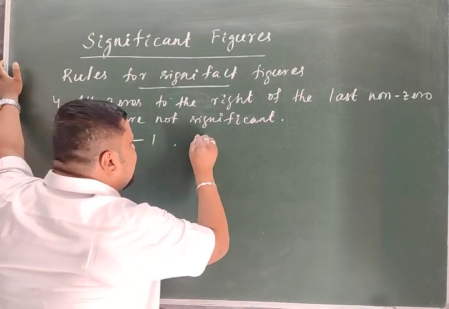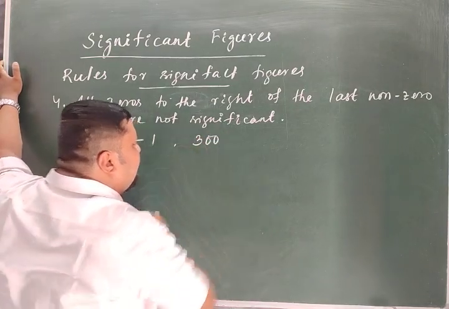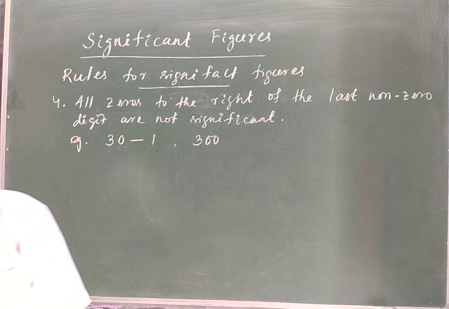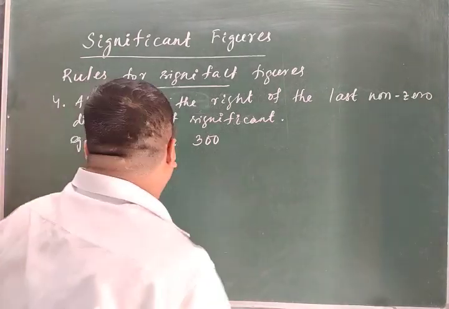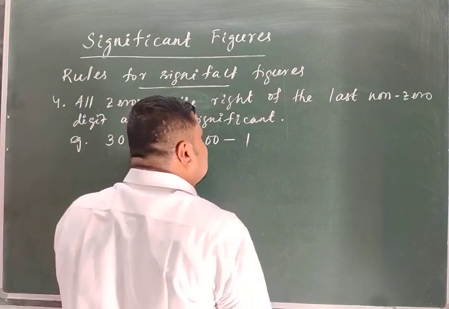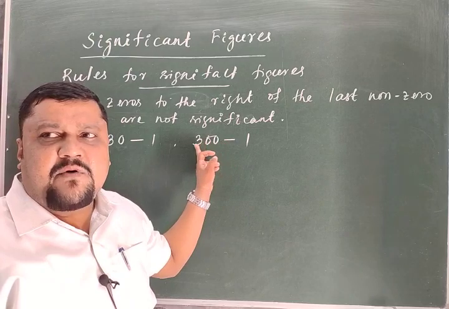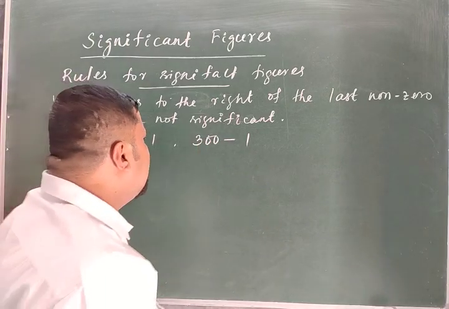Similarly, if you write 300, what is the significant figure? In this case also we write the significant figure as 1, because these zeros after the non-zero digit are not significant.